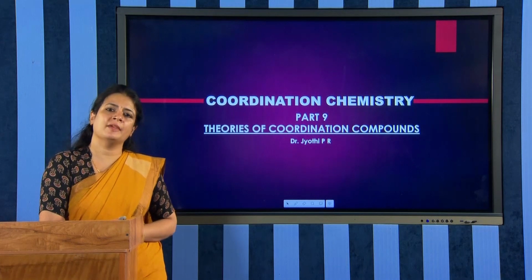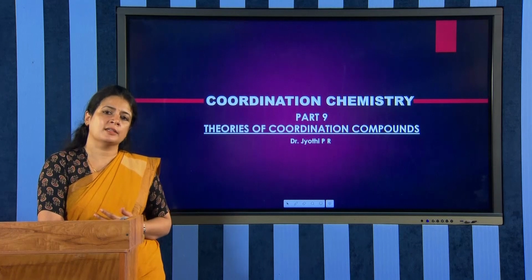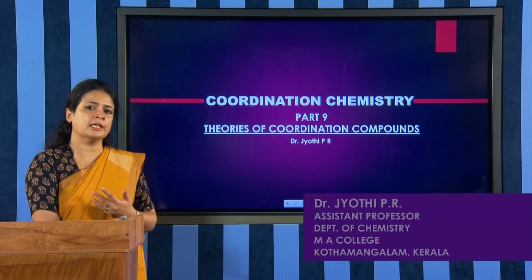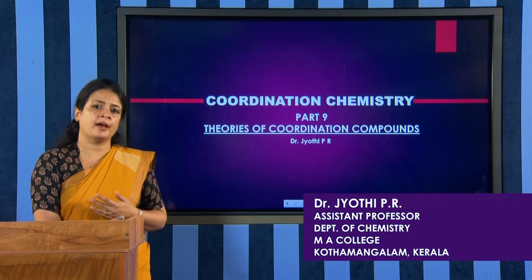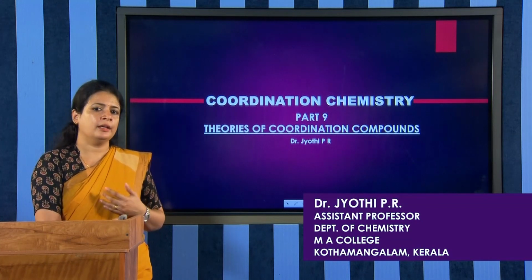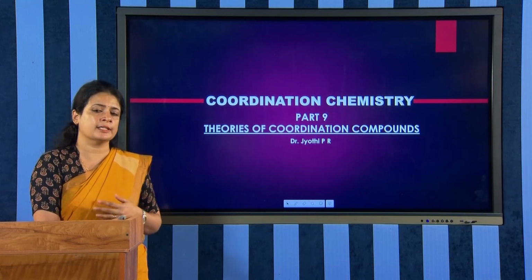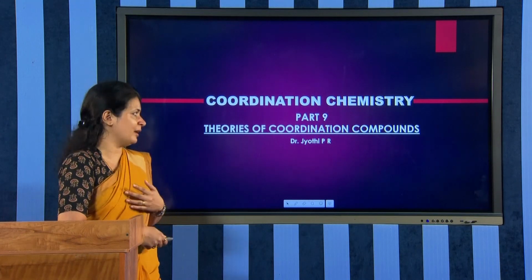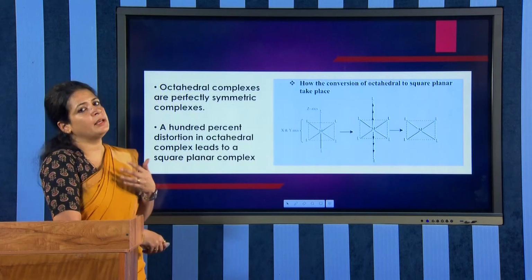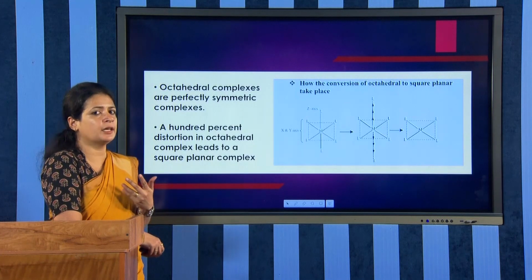In the last class, we were discussing the different crystal field splittings in different fields, that is crystal field splitting in tetrahedral, square planar, tetragonal, etc. And here we are discussing tetragonal complexes, or tetragonal distortion, that is Jahn-Teller distortion, in detail, and how we arrive at the tetragonal complexes.